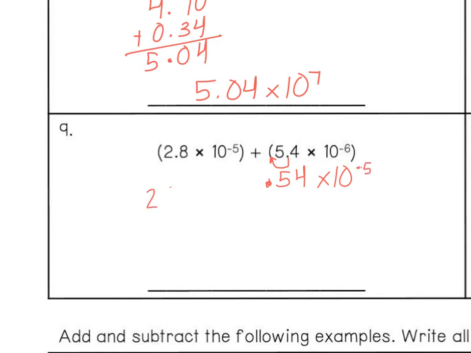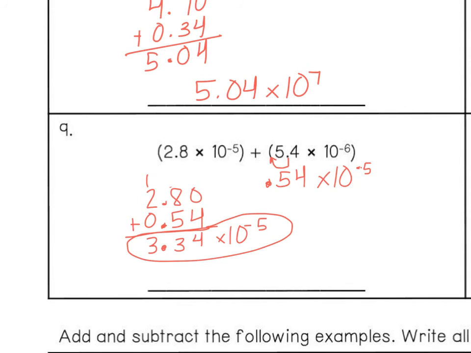So 2.8, and that's where it gets tricky, is trying to figure out what your decimal or your negative changes to. Plus 0.54. Go ahead and add those. 4, 8 and plus 5 is 13. Carry your 1. 1 plus 2 is 3 times 10 to the negative 5th. And that is our answer because that is correct scientific notation.